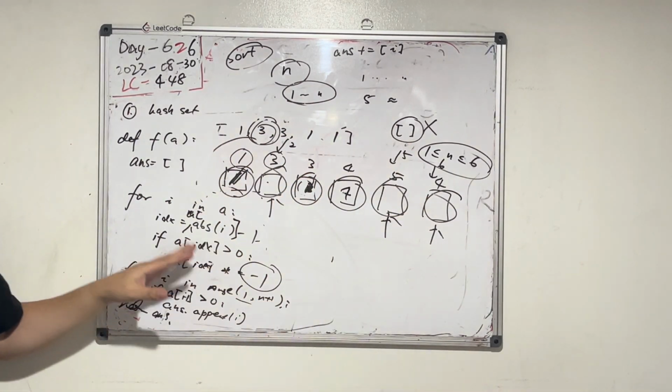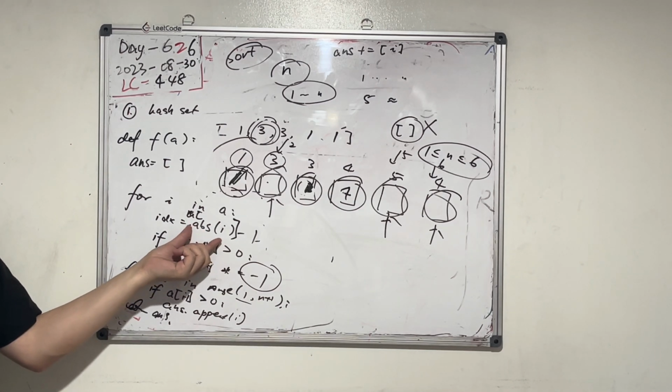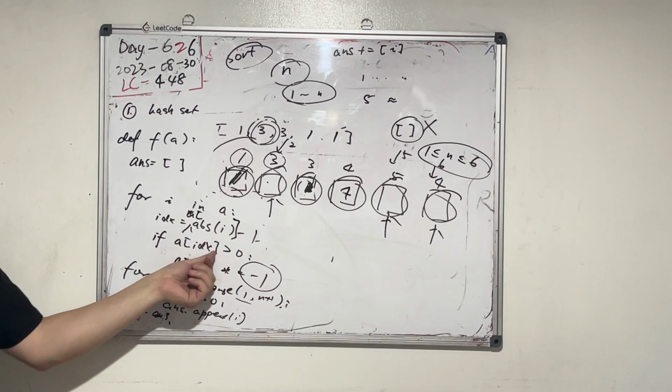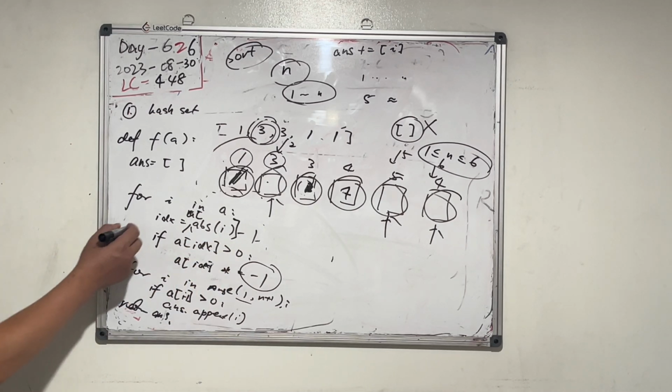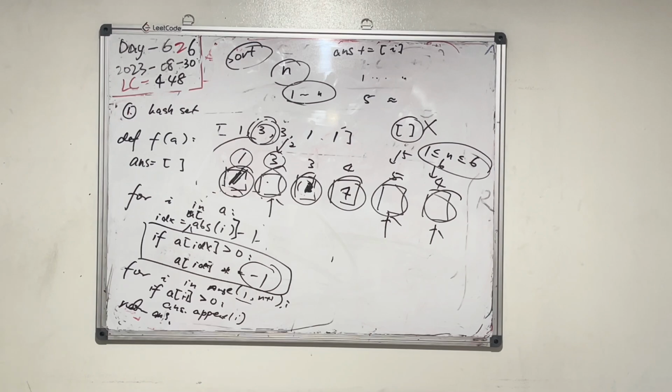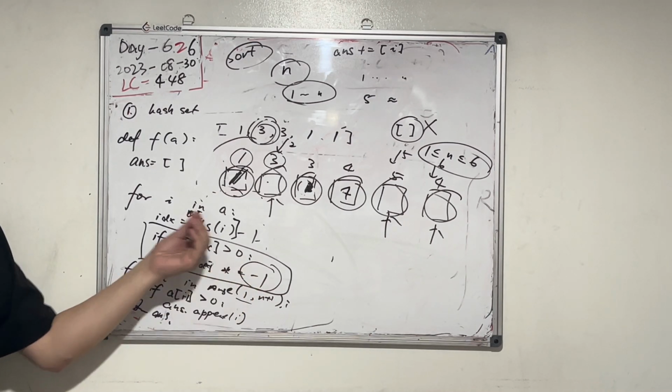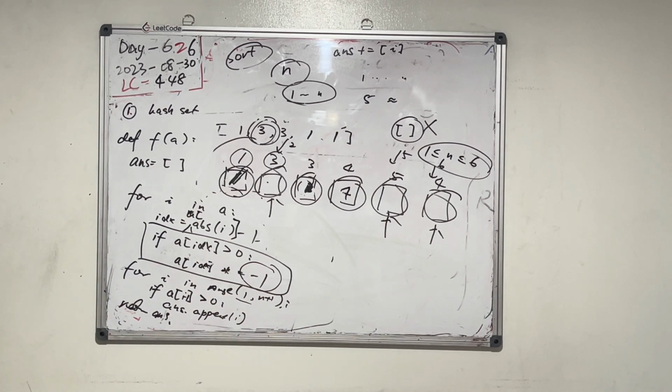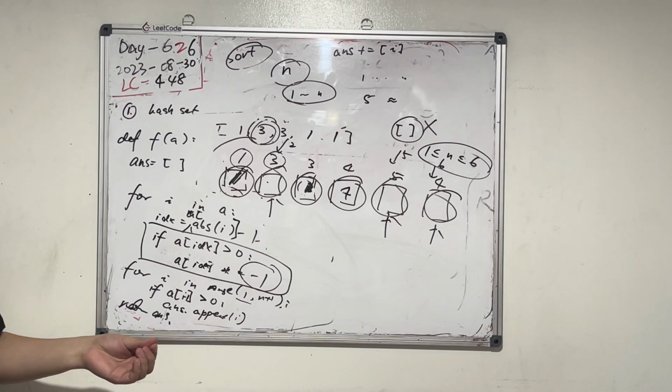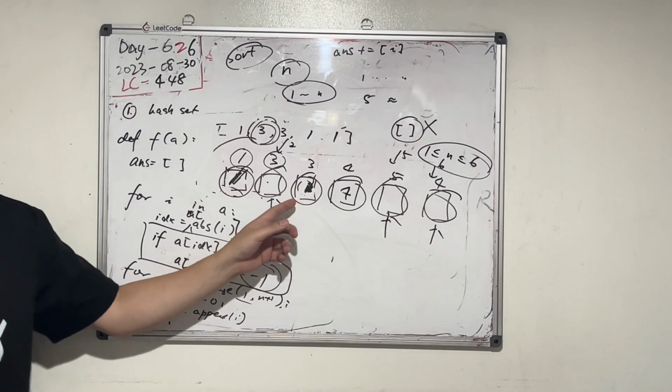We are making use of the fact that the numbers are all positive, right? So we can use the value, take the absolute value, and get the bucket index. And if it's bigger than 0, right? This is very important. If it's bigger than 0, then we turn it into negative. Because if we keep doing negative, double negative makes positive, so we're losing the status.